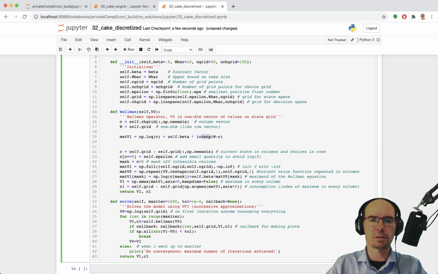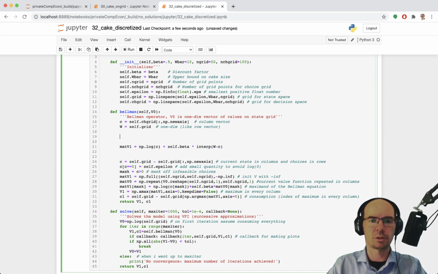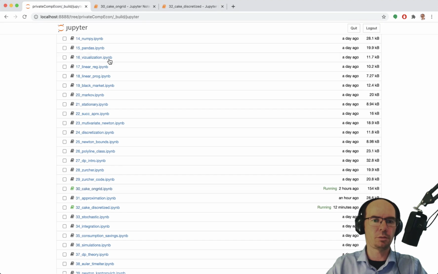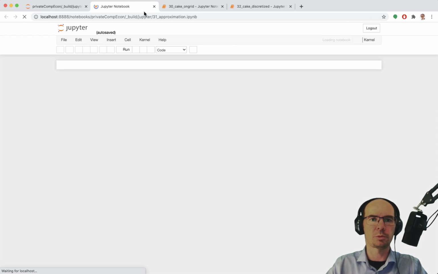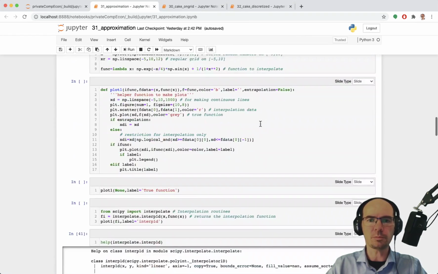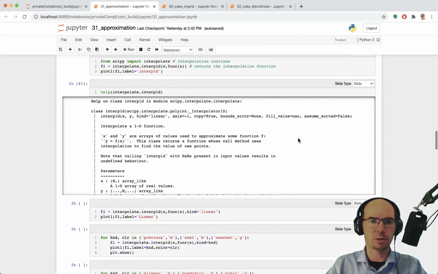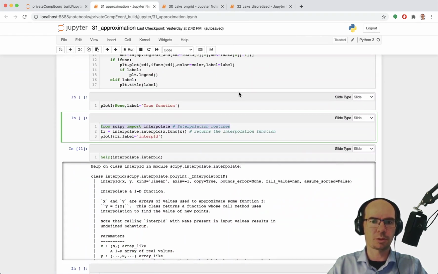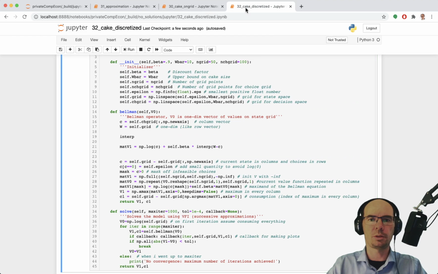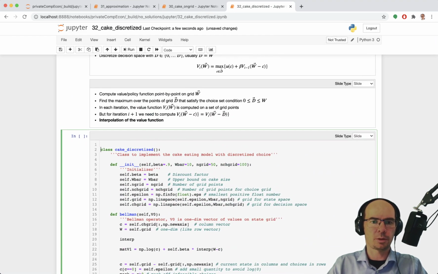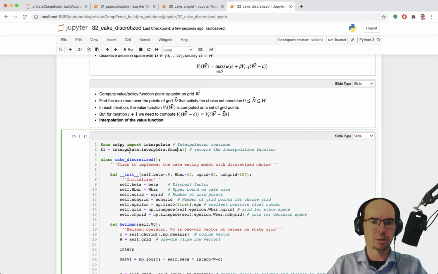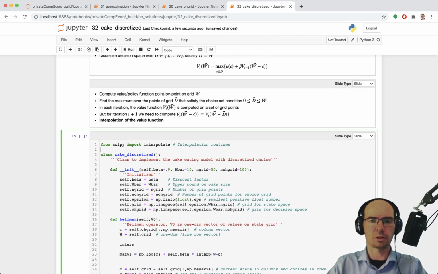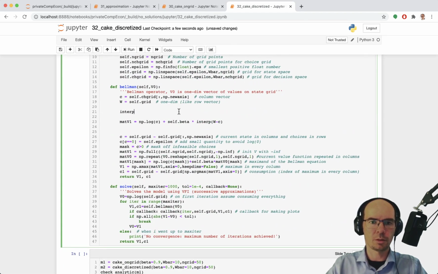So let me say this interp is going to be the interpolation function. I'm going to go back to the notebook with interpolation to grab the interpolation method from here. We need to import scipy interpolate, and for starters, let's do the simplest interpolation possible, which is going to be linear interpolation using this interpolate interp1d function. So this is going to be my interpolation function.